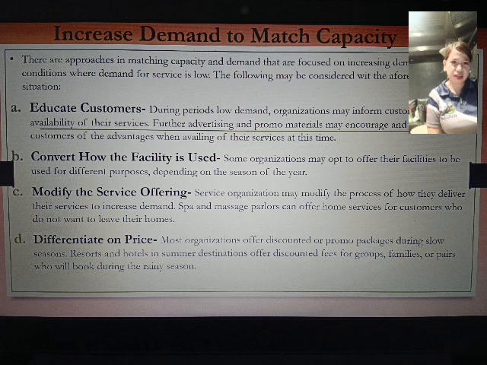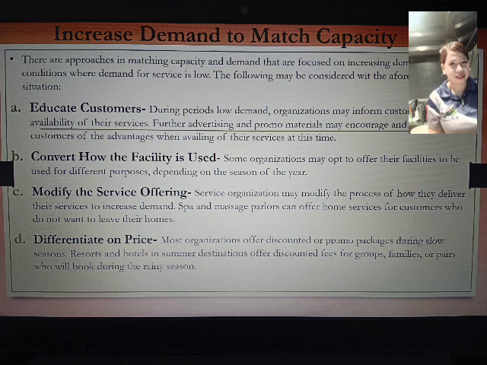The next is differentiate on price. So most organizations offer discounted or promo packages during slow seasons. Just like resorts and hotels in summer destinations offer discounted fees for groups, families, or pairs who will book during the rainy season. Usahay gihapon para sa itong mga airlines nagkakaaneran mga promo labi na kon rainy season.